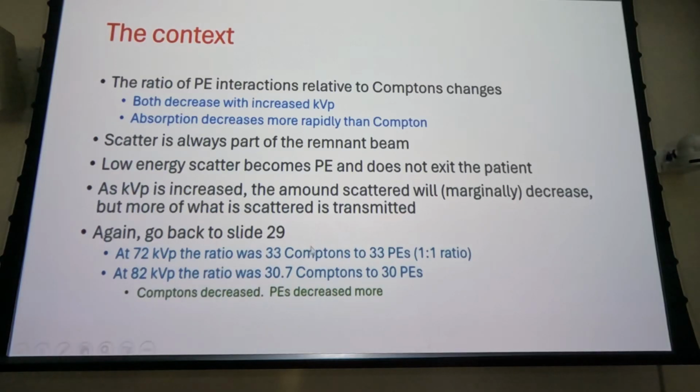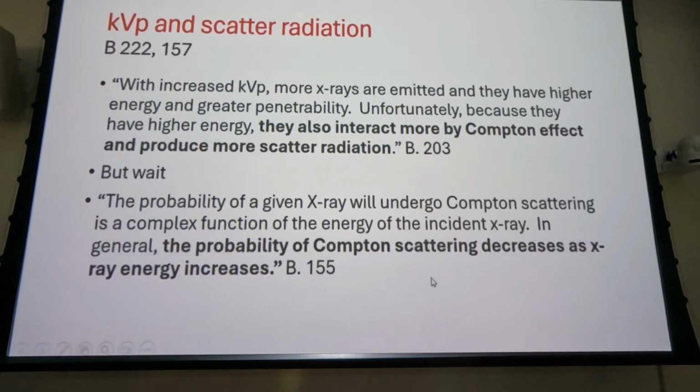All right, that's what all that says, but just to sum it up, the Compton to PE ratio, a ratio is like 1-to-1, but at 72 kVp in our example on slide 29 it was 33 to 33, at 82, it was 30.7 to 30. So it had changed. It's not equal. We got a decrease in photoelectrics at a greater rate than we got a decrease in Comptons.